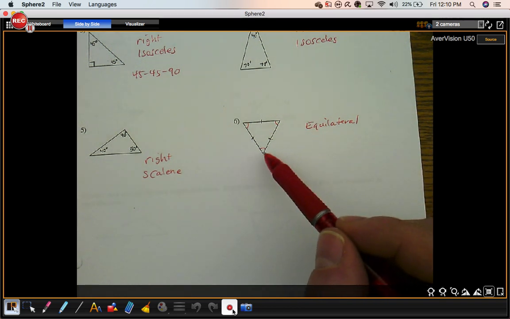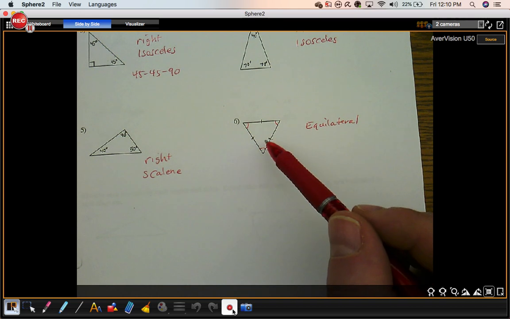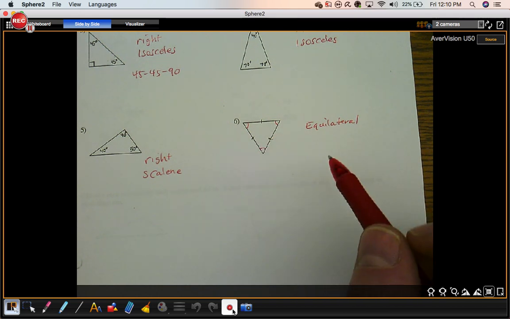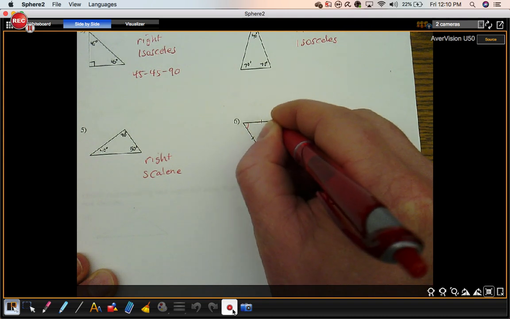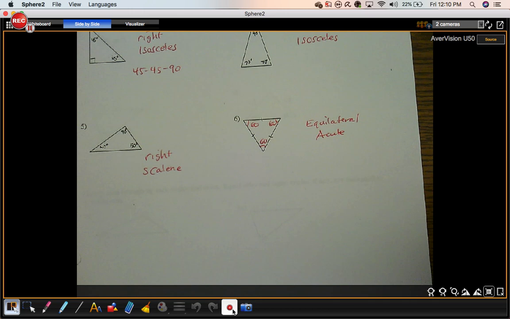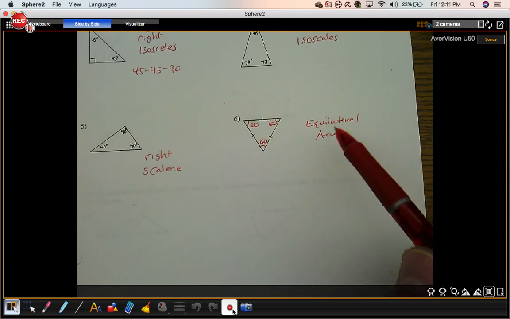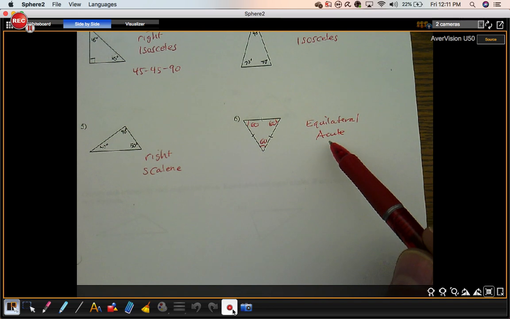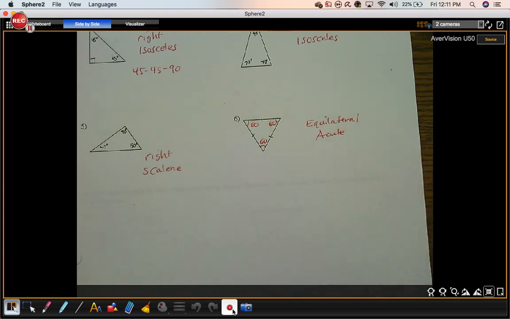Also, we don't know these measures because they're not given, but we can calculate them. If all three angles are the same and you have 180 degrees in a triangle, remember each angle is 60. So it's also acute. Every equilateral triangle in the world is going to be acute because of that reason. It's impossible to have an equilateral obtuse triangle or an equilateral right triangle.